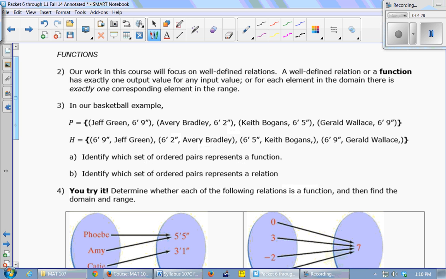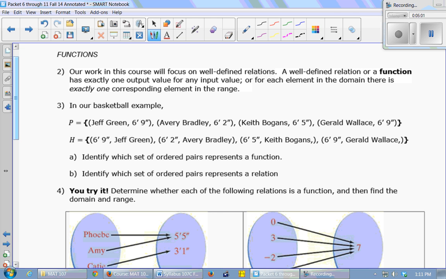Okay, so this brings us to a big topic for the course, functions. So our work in this course will focus on well-defined relations. So a relation, like we said, is just a set of ordered pairs, a relationship between two variables. A well-defined relation, which is also called a function, has exactly one output for any input. You can't have two outputs for any input.